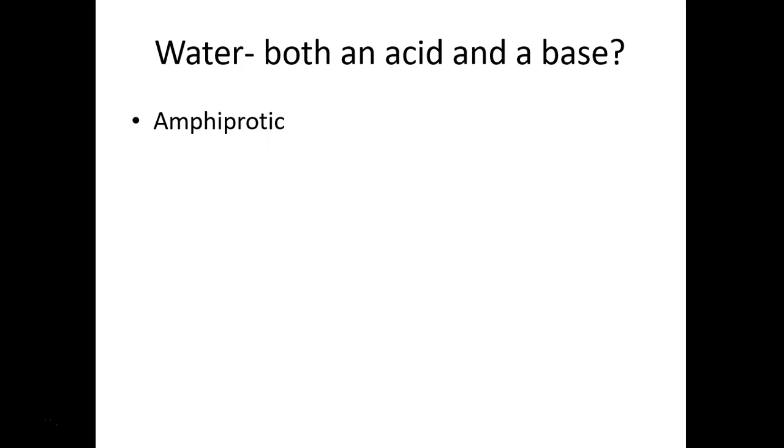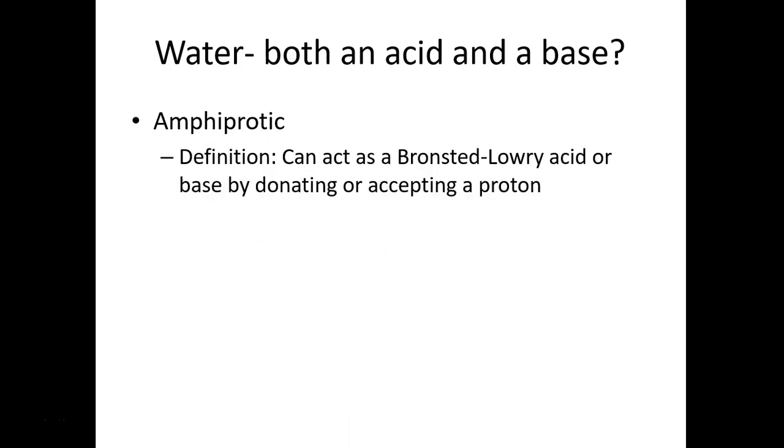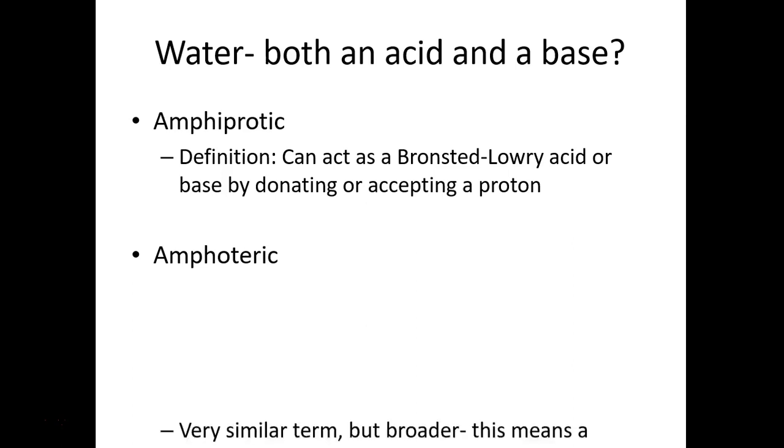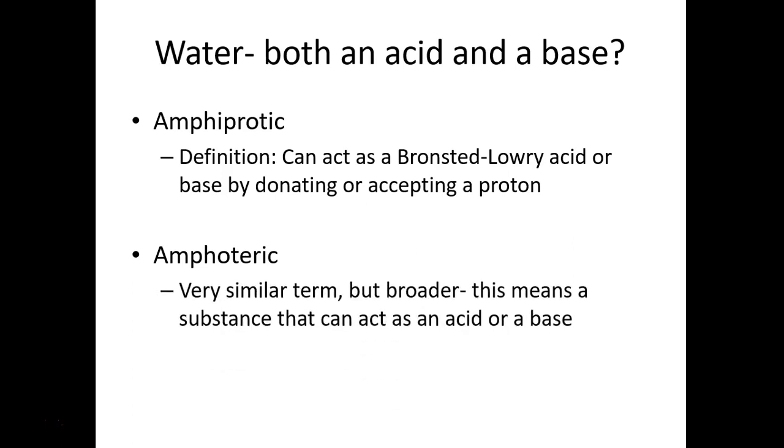So we need to identify a couple terms. The first term is amphiprotic, and that means that it's something that can act as a Bronsted-Lowry acid or a base because it can donate a proton, or it can accept a proton. A more broad general term is amphoteric. This just means a substance that can act as an acid or a base, not necessarily narrowly in the Bronsted-Lowry definition, but in any of the definitions.